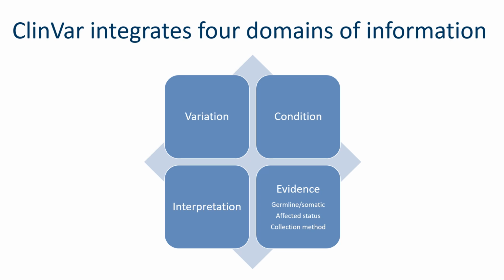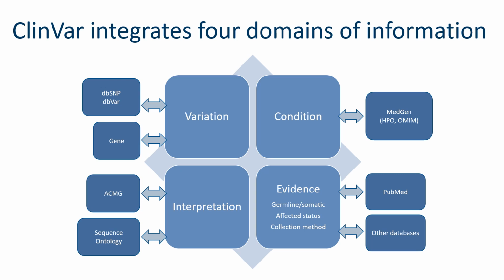Each record in ClinVar brings together these 4 domains of information that are important for variant classification. So first, of course, is a description of the variant itself, the condition, an interpretation of how that variant relates to the condition, and then the evidence, which in ClinVar is structured as observations of that variant. And here are some of the fields associated with observations. We also maintain connections to databases with related information like dbSNP or PubMed, and also to groups that provide standards that we use like ACMG and sequence ontology.